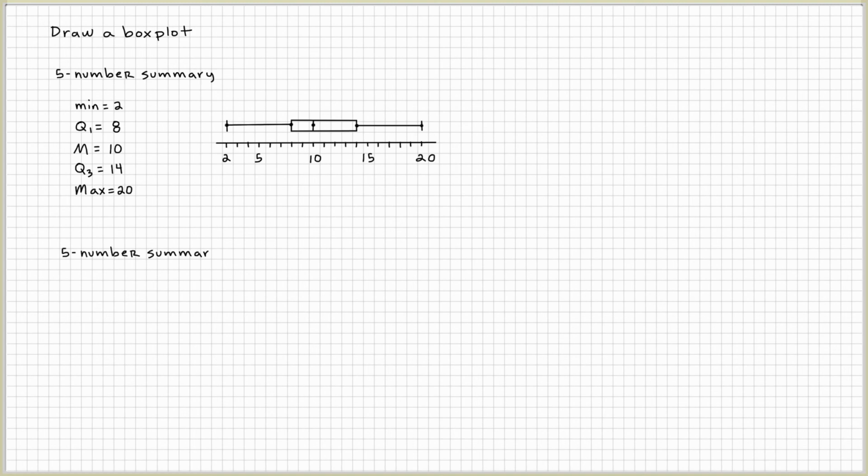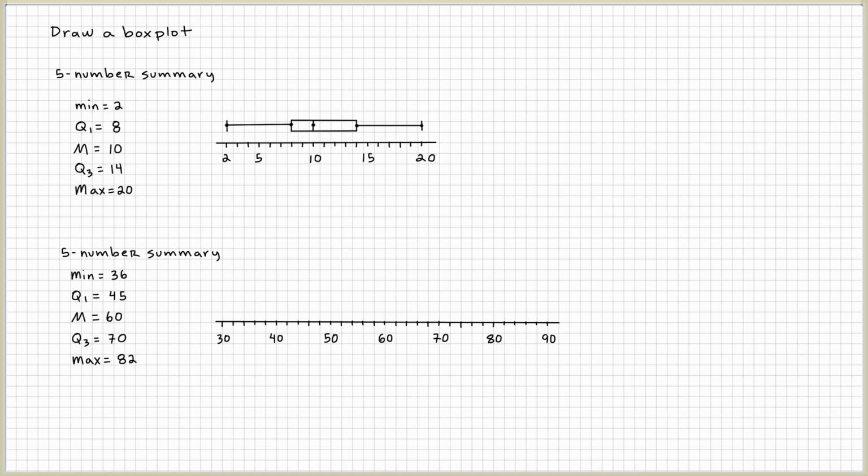All right, let's try another example. I'm going to need a number line. This time I'm going to start at 30 and reach all the way up to 90. And I'm going to space the numbers out. And then I'm going to put a dot over 36 for the minimum value. Then the first quartile, 45. And then the next dot at 60. 70 for quartile number 3, and the max 82. Now the median, of course, is at 60.